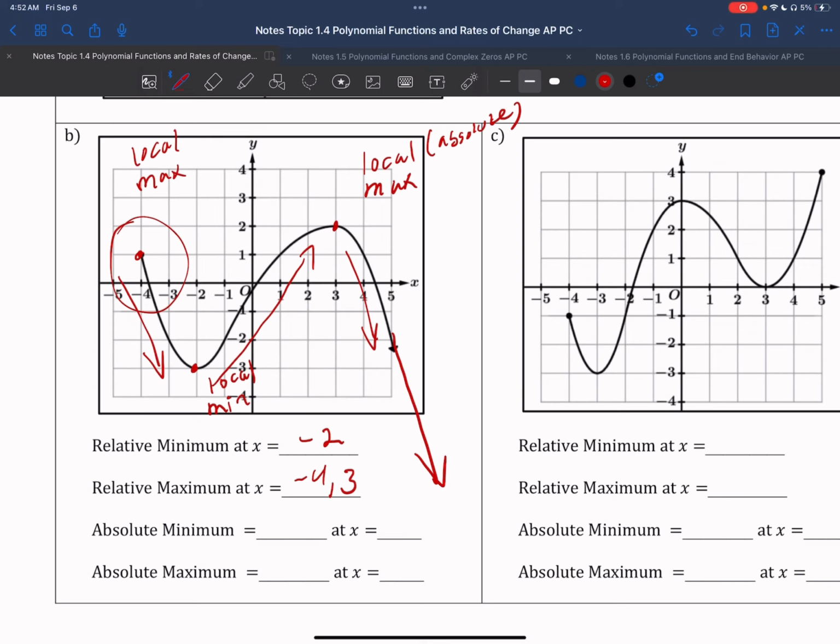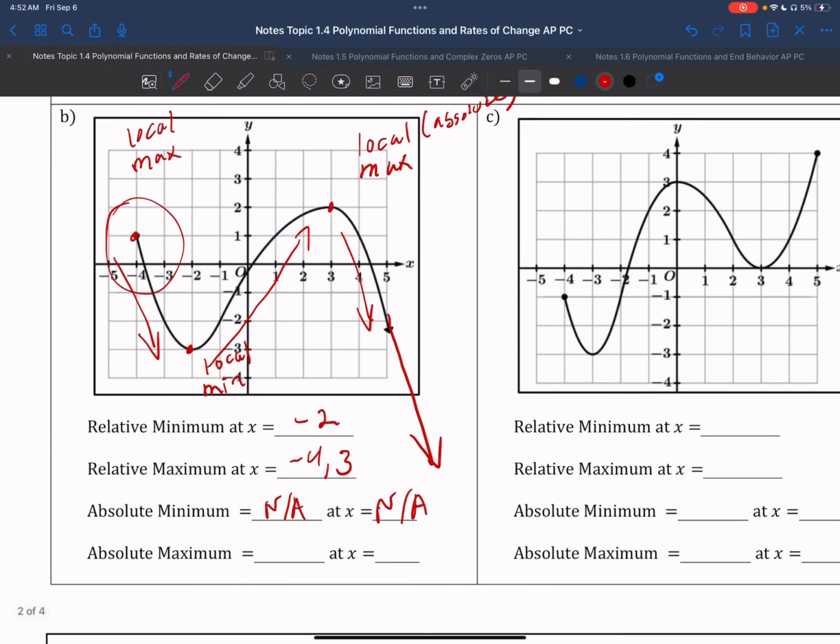I do not have an absolute minimum, so I'm going to write NA on both of these, because of the arrow that is pointing down on the right side right here. And then I do have an absolute maximum with a y value of 2 that happened at x equals 3.